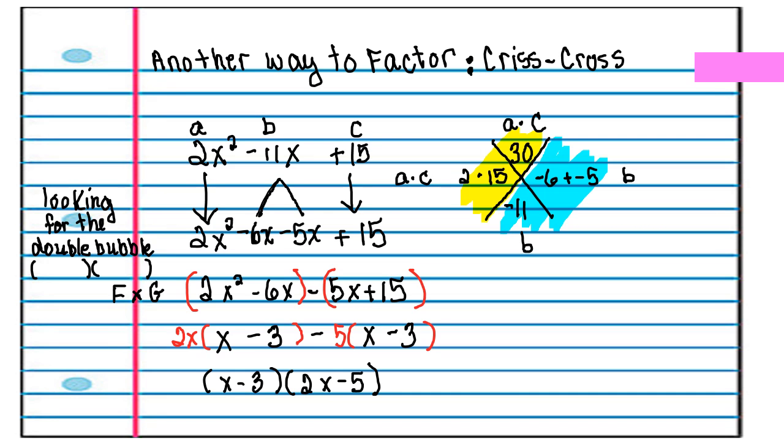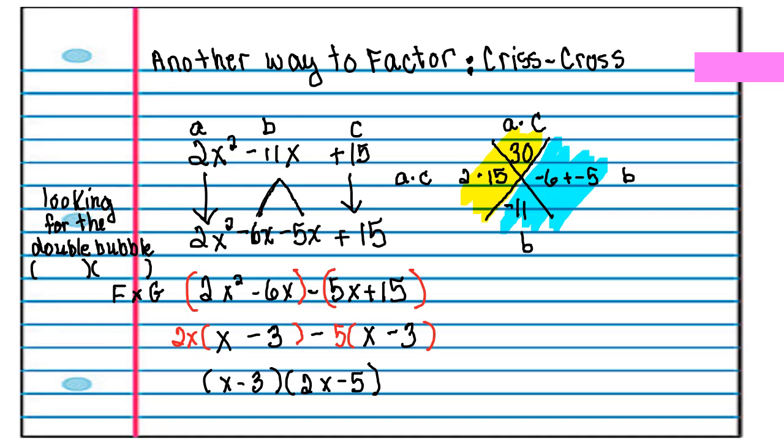Another way to factor is what's called crisscross. It may be very close to what Mrs. Carlson showed you in the previous video on how to factor, and then there's this one. It's just very similar, but you may like this way a little bit better. The whole thing is to look for the double bubble. We're taking it back to binomial form.